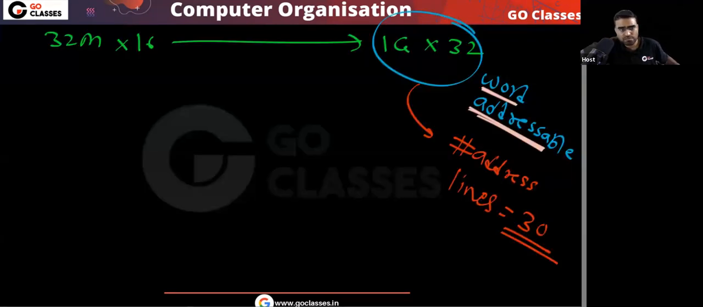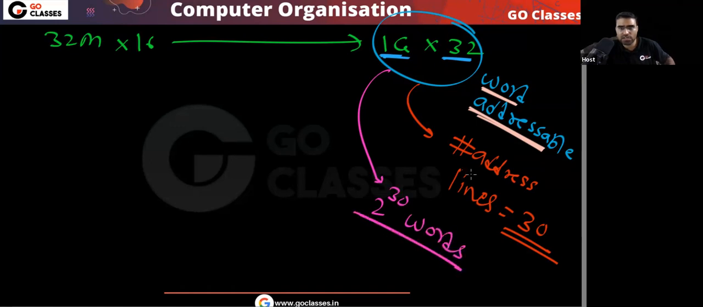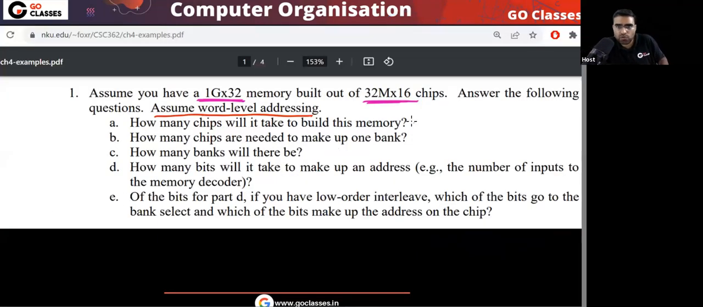So you can see these many locations. Basically, 1G words you have. Total, you have 2 power 30 words. And remember, the memory is word addressable, so the number of address lines will be 30. How many chips will be needed? That is the first question. So what will be the answer? How many chips are needed?